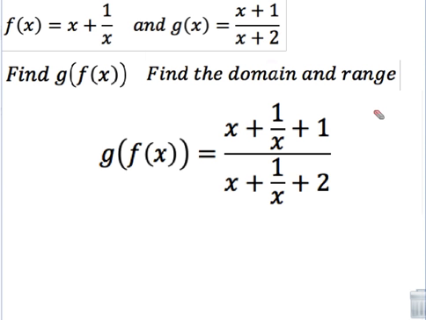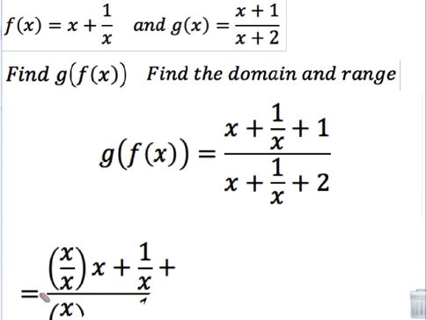In order to do that, I have to have a common denominator because of this fraction and this fraction. So everything that does not have an x as a denominator, I'm going to multiply by x over x. This one's a long one.